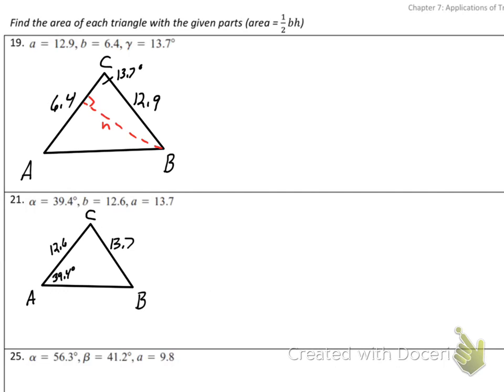But that isn't so bad, because it's just a missing side. It's just going to be, well, C. So all we're going to do is find our given angle here. If I'm looking for an angle, I'd say sine of B over side B, which is 12.6, equals sine of 39.4 over the corresponding side, which is 13.7.